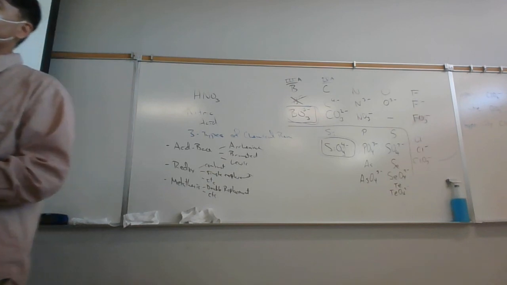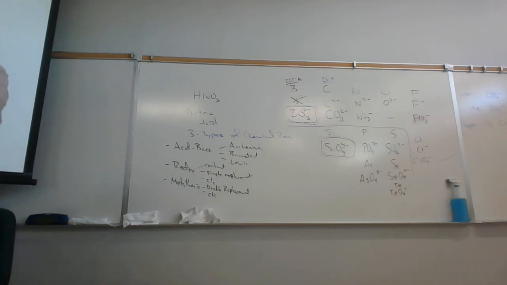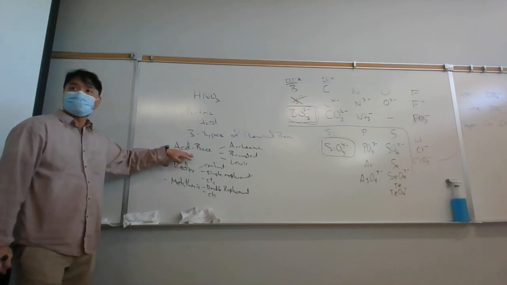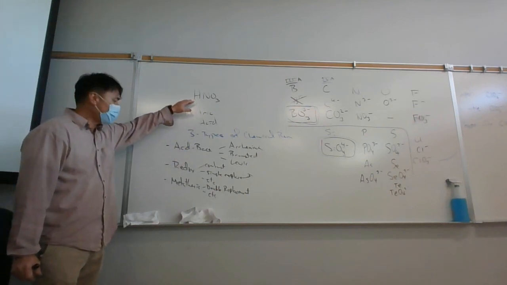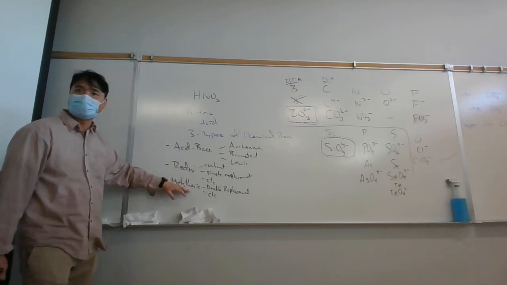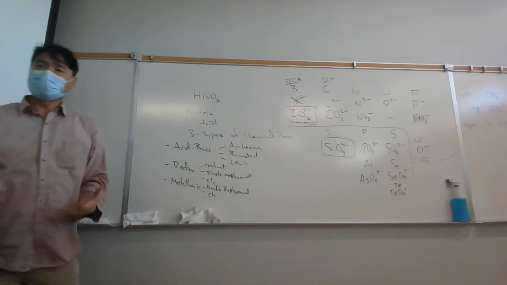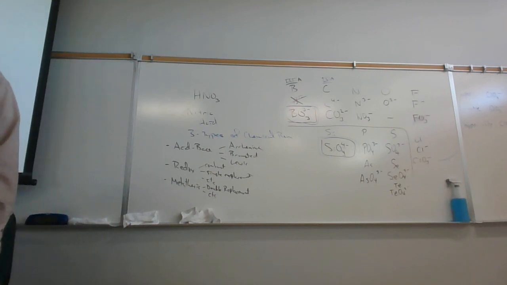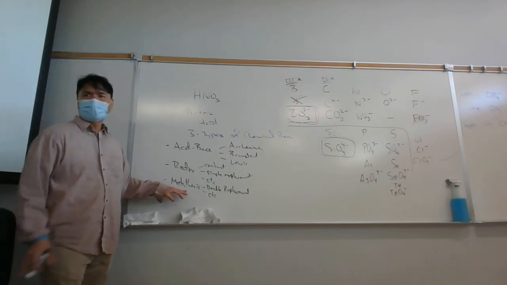So when I ask a question like, what are the chemical properties of nitric acid? This is what I'm asking. What are nitric acid's acid-base properties? What are nitric acid's redox properties? And what are nitric acid's metathesis properties? If I can list those, then I pretty much have all the chemical properties of nitric acid, at least the major ones. These are the three main types or categories. This last one's metathesis. I'm going to go over this again.